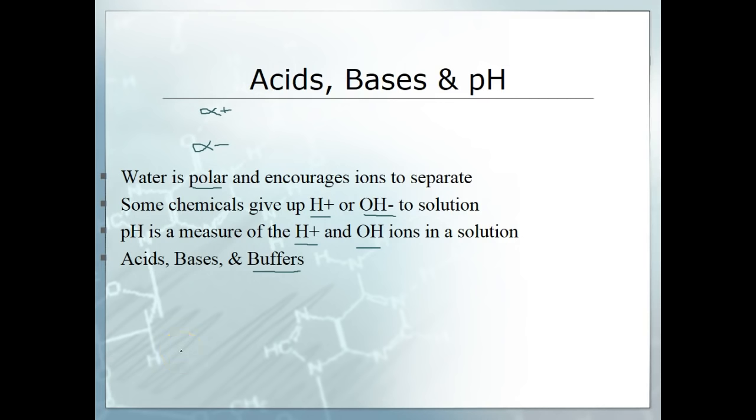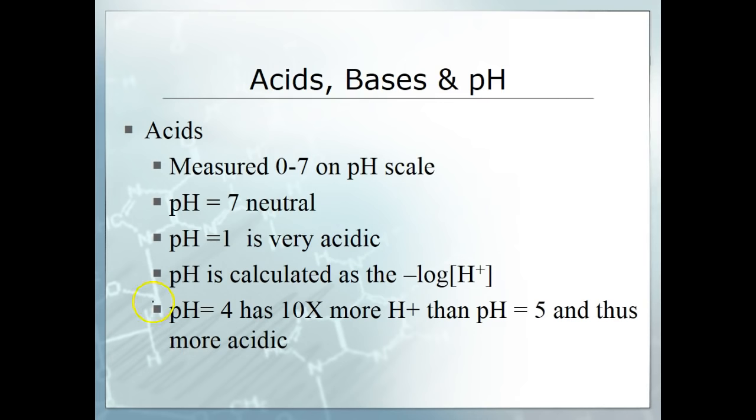And we'll have a lab in class in a few days that outlines what buffers do, so that you can see that working in action. Okay, a little bit about acids. They are 0 to 7 on the pH scale. Remember, 7 is neutral, and so the range is from 0 to 14, with 7 being right there in the middle.